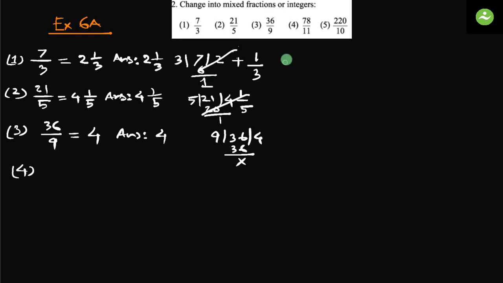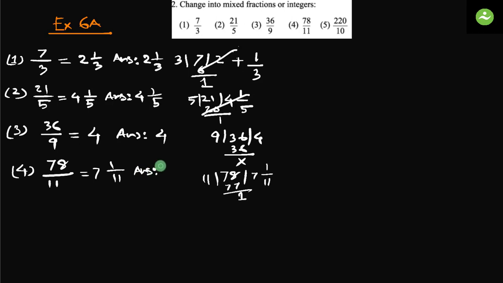Number 4. 78 by 11. So we divide 78 by 11. 7 into 11 is 77. The remainder is 1. So 7 and 1 by 11 equals 7 and 1 by 11, and that is the answer. 7 and 1 by 11.